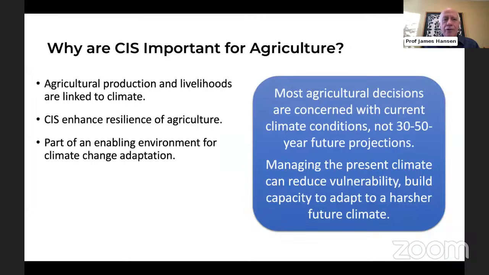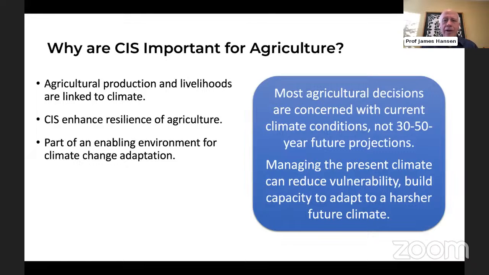There's, of course, growing concern about adapting to climate change. Climate information services are an essential part of an enabling environment for climate change agriculture adaptation. And we can also say that it's part of the enabling environment for climate smart agriculture. So most agricultural decisions, especially at the farm level, are concerned with the current climate, not conditions 30 to 50 years into the future.